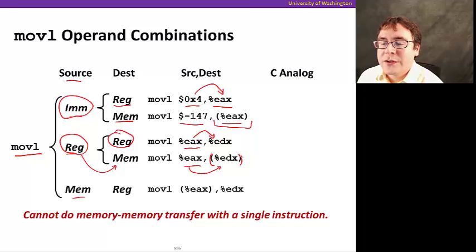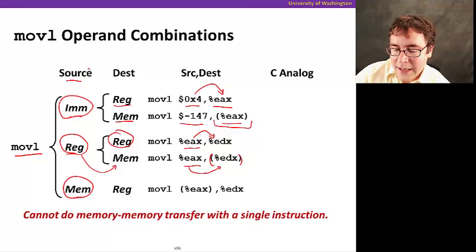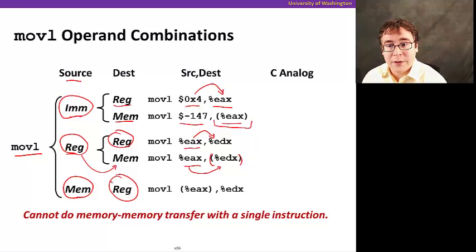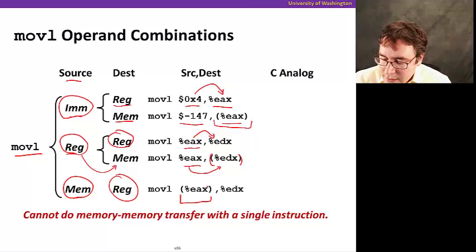Finally, we could have memory as a source operand and a register as a destination operand. This will be a type of load. You're loading memory data into a register. Okay, so here we're going to get the contents of the location specified by register EAX and store it in register EDX.